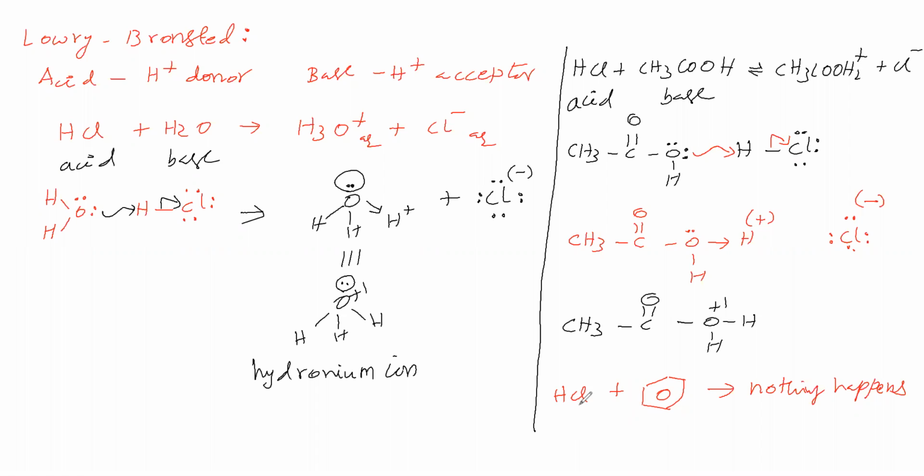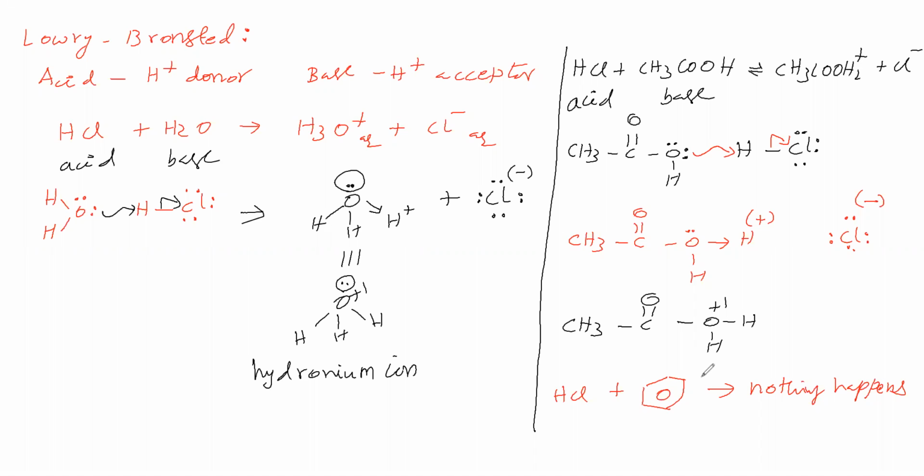Okay, so whether the given substance is acid or not, how to say as per Lowry-Bronsted theory? If the given substance donates H plus to another substance and the other substance takes H plus, then only we have to call the given substance an acid, donating H plus.